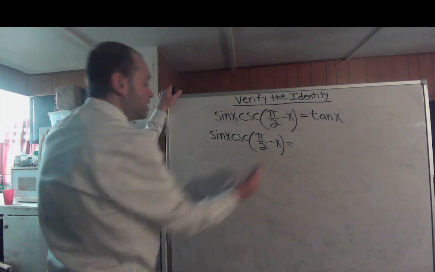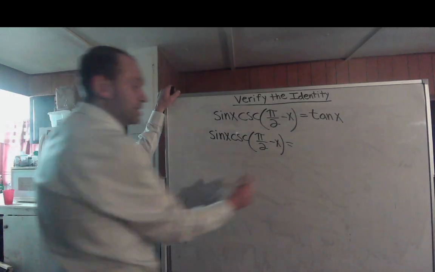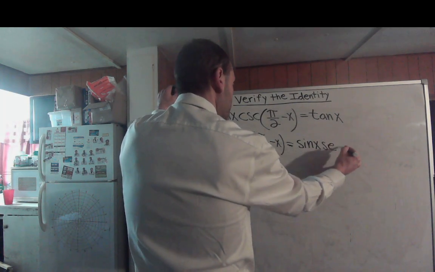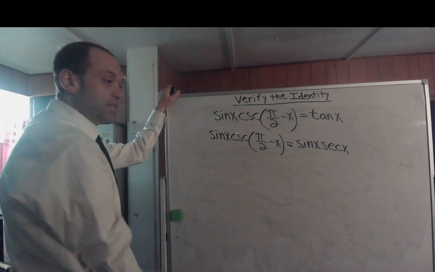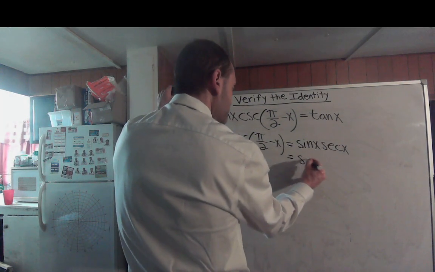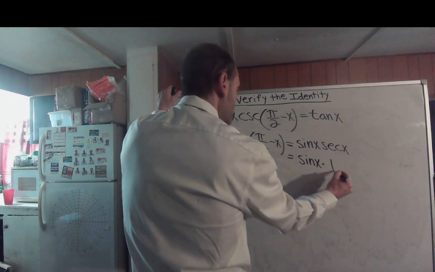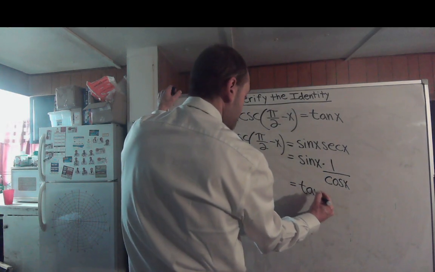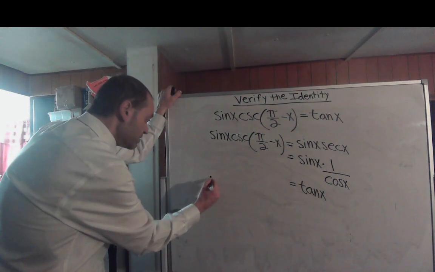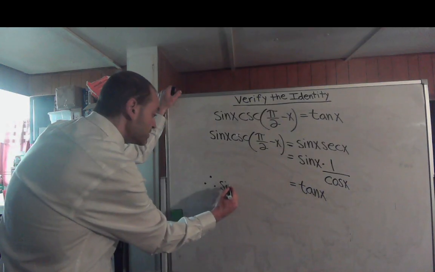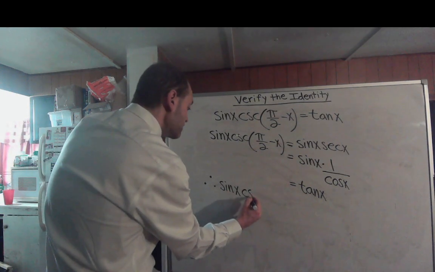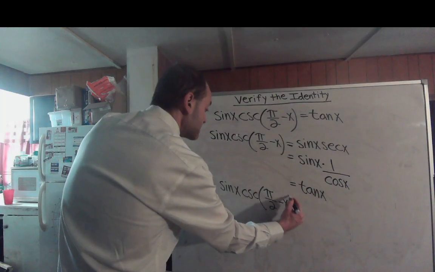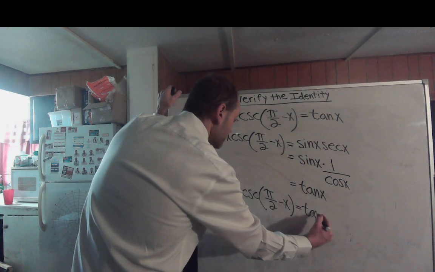All right, so the cosecant is a cofunction identity. This would actually turn into the sine of x times the secant of x, which now with the secant we can use a reciprocal identity. This would turn into the sine of x times 1 over cosine of x, which would give you the tangent of x. So therefore, the sine of x times the cosecant of pi over 2 minus x equals the tangent of x.